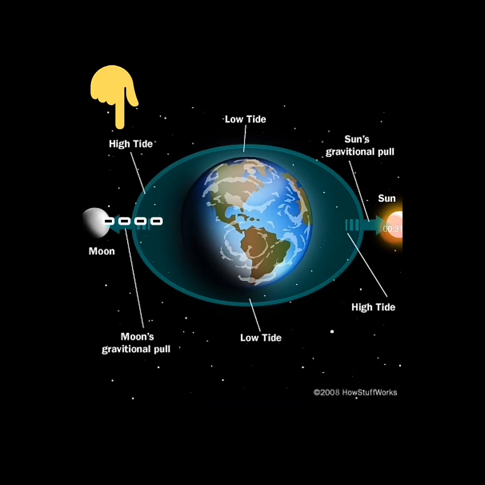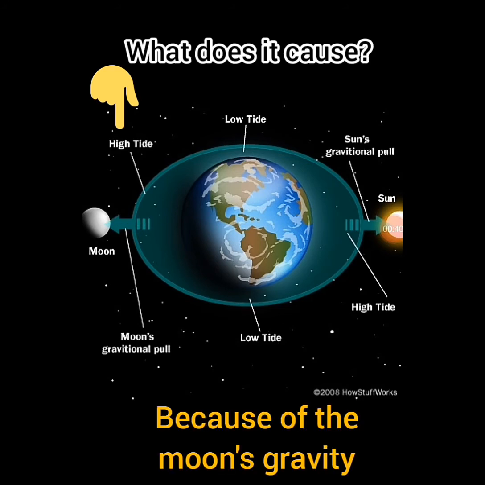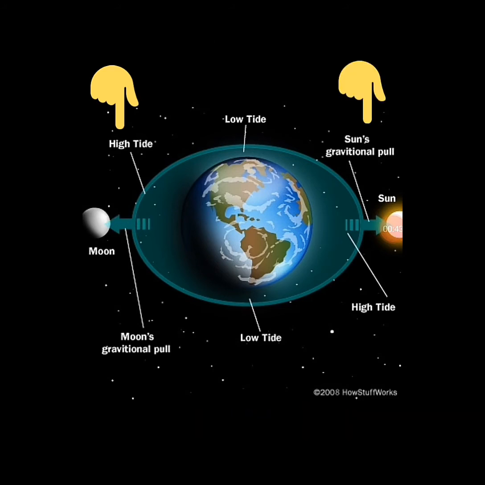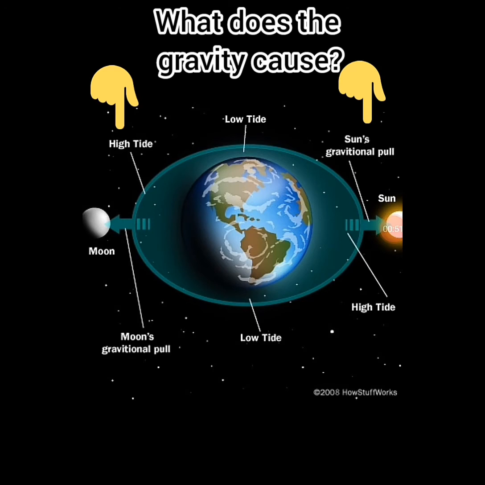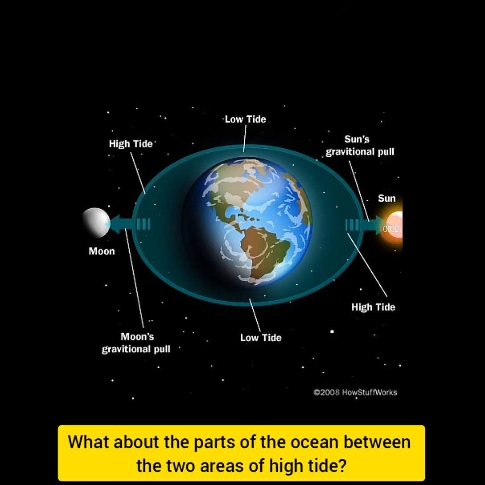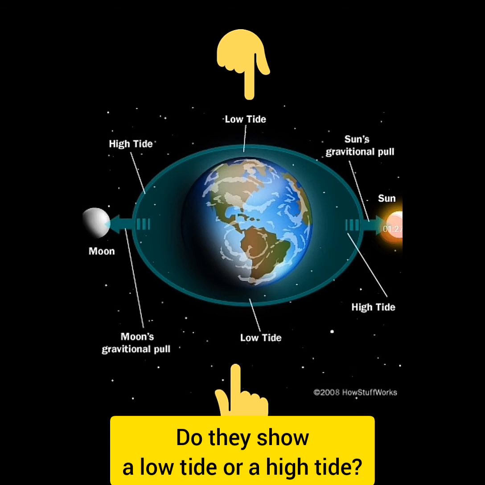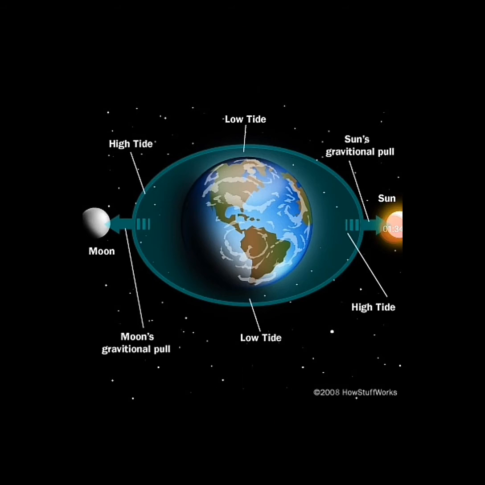When the moon is above an ocean, it causes high tide. What about the opposite side? What do you see? It causes high tide too. And what about the parts of the ocean between the two areas of high tide? Do they show a low tide or a high tide? Low tide, excellent.